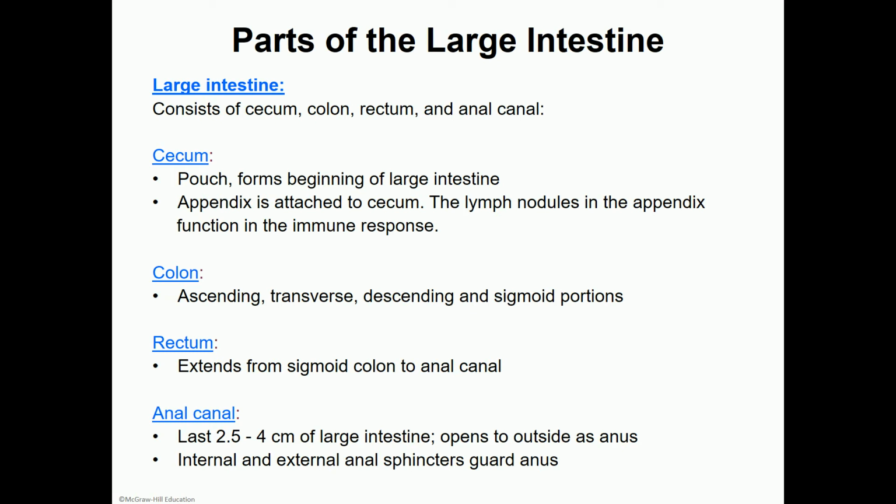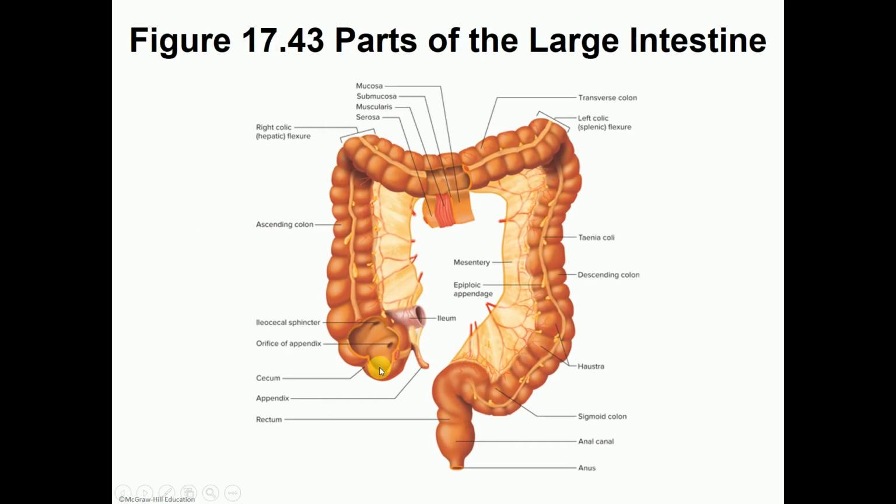What are the parts of the large intestine? Anatomically, the large intestine is made out of the cecum first, then the colon, rectum, and then the anal canal. So let's take a look at the anatomy and talk about the different parts. This right here is the cecum, which is the first part of the large intestine. And you can see here the ileum opening up into the cecum through the sphincter known as the ileocecal sphincter.